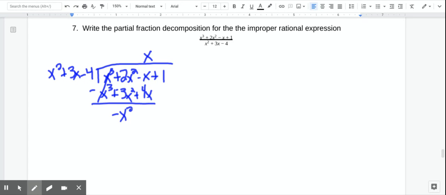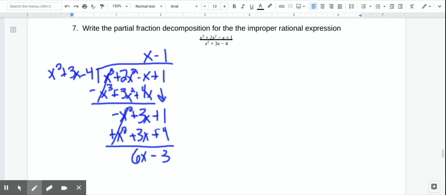Did I actually change the sign of that one? Nobody knows. I did, yeah. All right, drop that 1. Looks like we need a -1 on top. So then we get negative x squared minus 3x plus 4. Draw the line and change the signs. All right, so this has divided into x minus 1, and then our remainder is 6x minus 3 over x squared plus 3x minus 4.